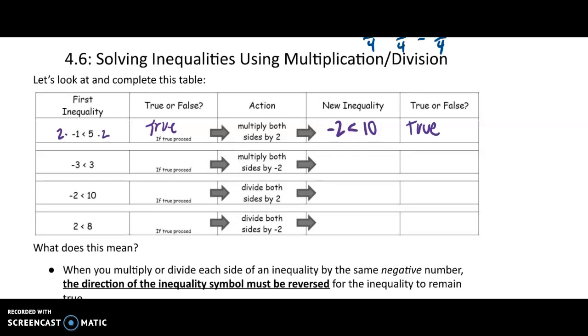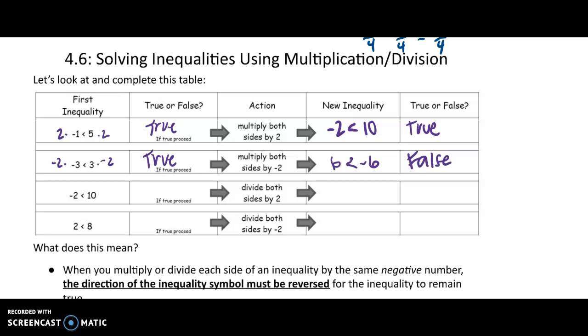So now let's look at -3 is less than 3. That's true as well. And we're going to multiply both sides by -2. So -2 times -3 gives us a +6. Keep our inequality. And then 3 times -2 is -6. This is false. 6 is not less than -6. This is false.